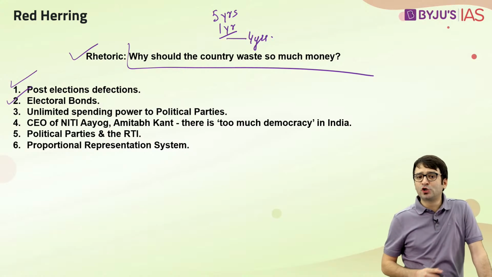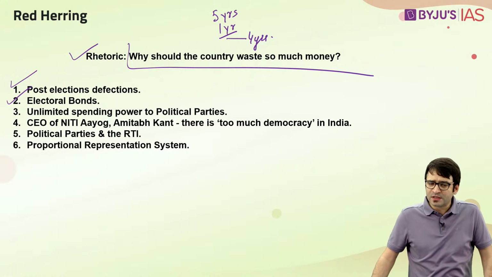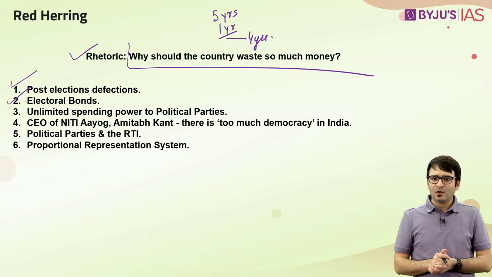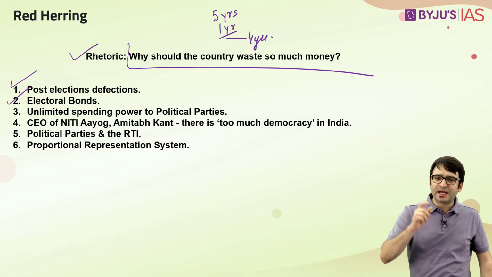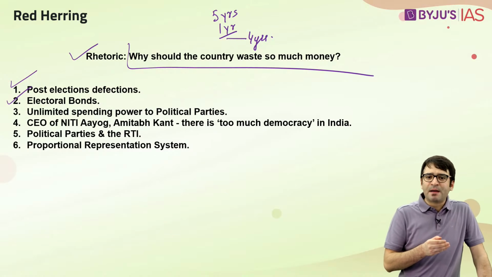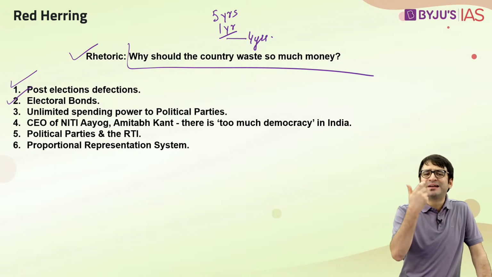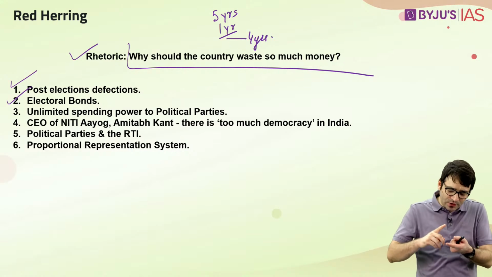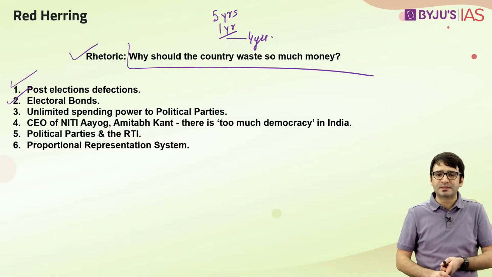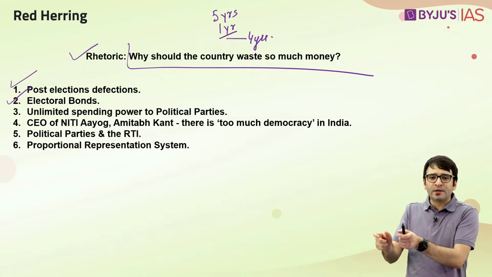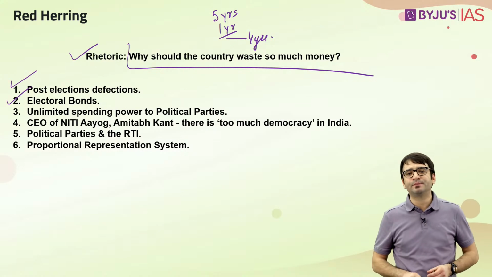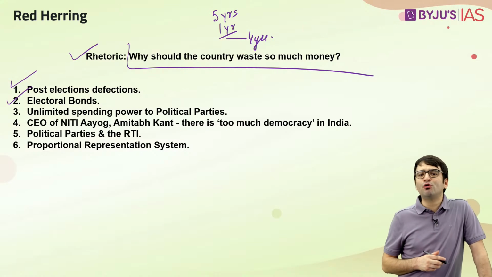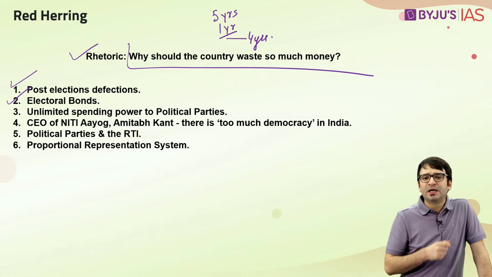Number 2, we should be focusing on electoral bonds. What is this electoral bond? If I want to donate money to a political party, I need to approach the State Bank of India. I will pay the State Bank of India by check or digital transaction, NEFT, RTGS. I will buy an electoral bond, which can be for 10,000 rupees, 1 lakh rupees, 1 crore rupees. And I will deposit this electoral bond into the bank account of a political party. But this entire transaction is anonymous. That means nobody comes to know who is donating to which political party.